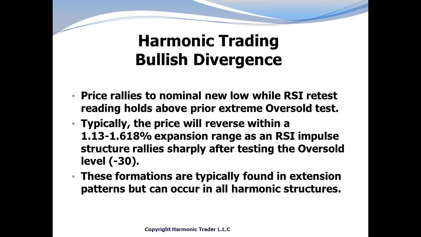Now, when we're talking about a bullish divergence, typically we're looking at price that rallies to a nominal new low while the RSI retest holds the prior extreme oversold test. We'll look at an illustration here in a second, but within harmonic trading, the key is the comparison of the price measurement. As typically, we're looking at a price that will reverse within a 1.13 to 1.618 expansion range of that RSI impulsive structure. And we're looking at this as it rallies after retesting the oversold level.